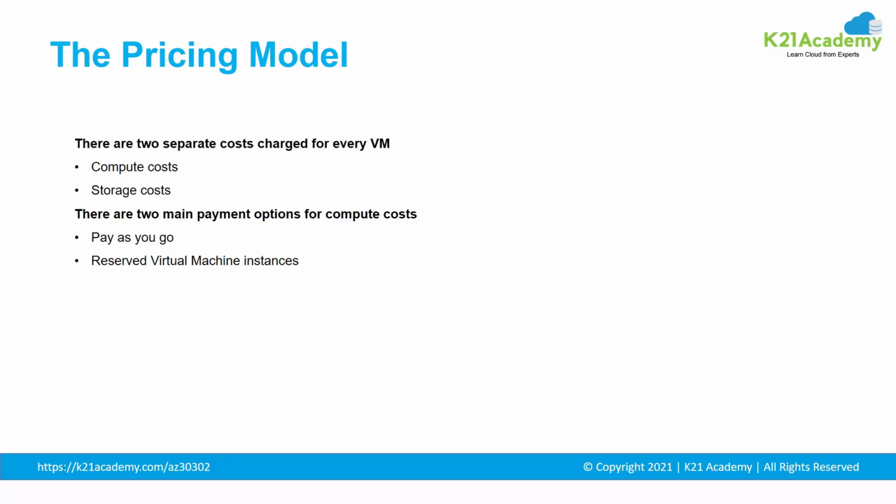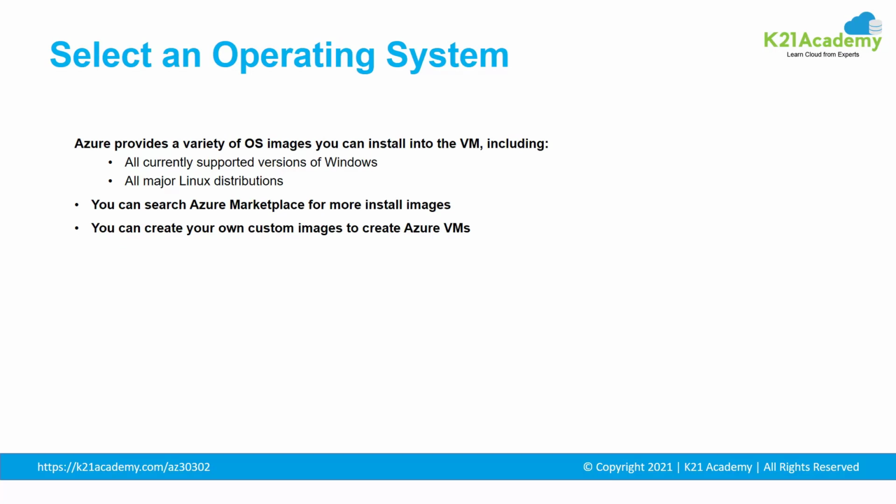So the next part is how to select the operating system. Azure provides a variety of OS images that you can install to the VM, including several versions of Windows and flavors of Linux. As mentioned earlier, the choice of OS will influence your hourly compute price, as Azure bundles the cost of the OS license into the price. If you're looking for more than just a base OS, you can search the Azure Marketplace for more sophisticated install images that include the OS and popular software tools for specific scenarios.